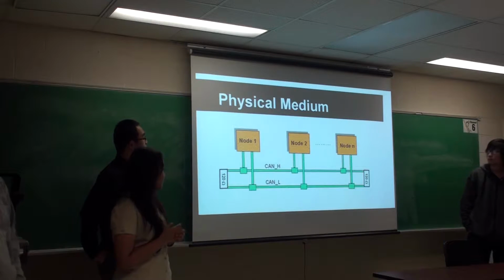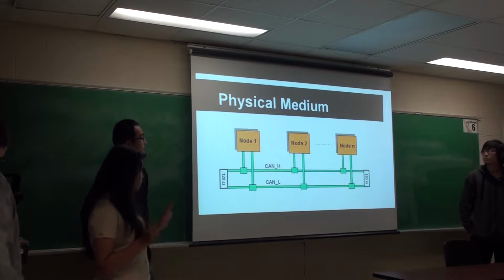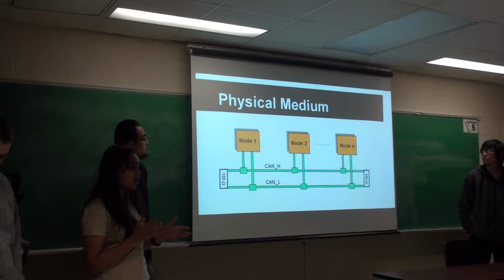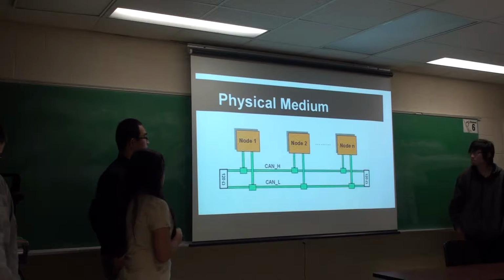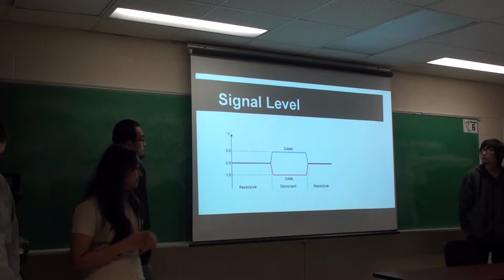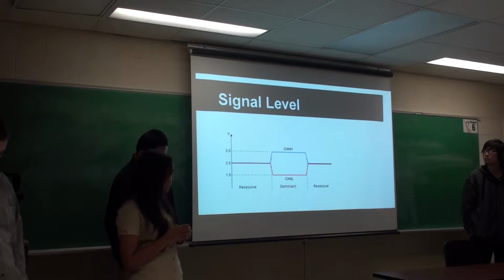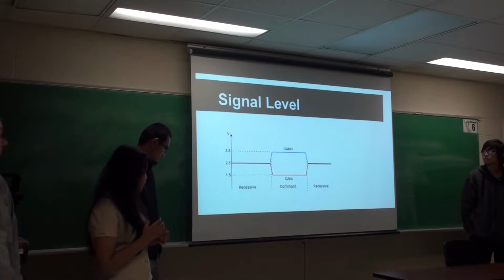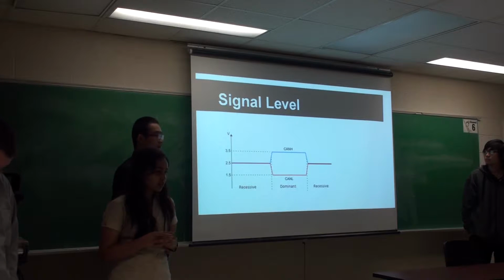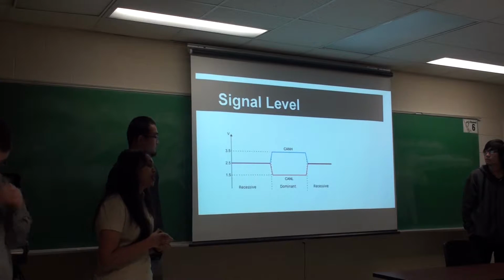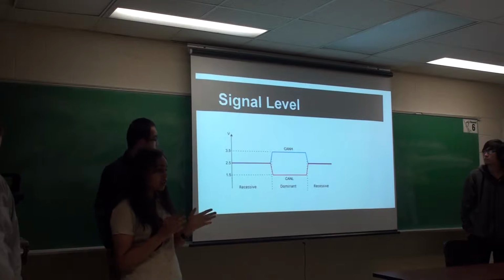So physically, it's just a pair of twisted wires terminated with 120 ohm resistors at both ends, and all the nodes that need to communicate with each other are connected on this bus. This is a display of what CAN high and CAN low signals would look like on an oscilloscope. There are basically two states for the CAN bus: the recessive state and the dominant state. Dominant is a low signal, and recessive is a high signal.